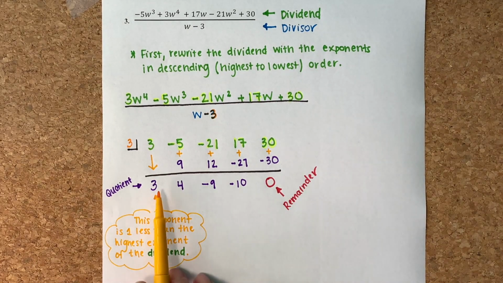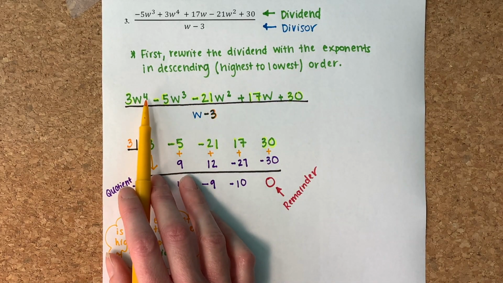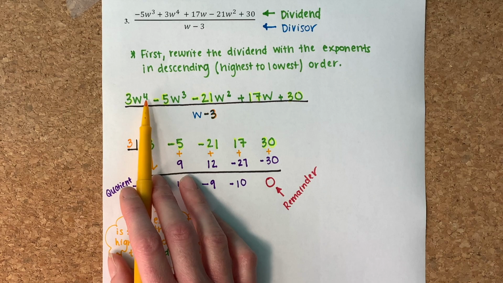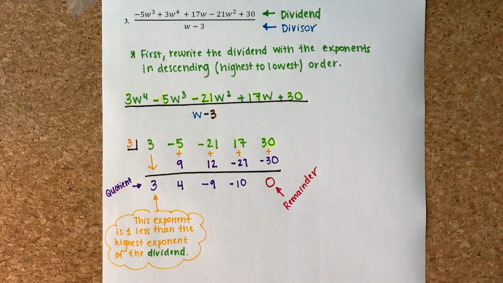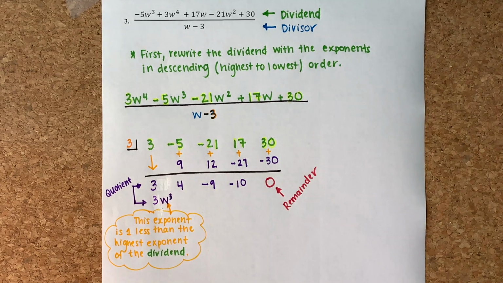Remember that the exponent that we attach to this first number in your quotient must be 1 less than the highest exponent of the dividend. So let's look at our dividend, and we'll find the highest exponent, which is w to the 4th. So 1 less than that would be w cubed. So let's attach a w cubed to this 3.